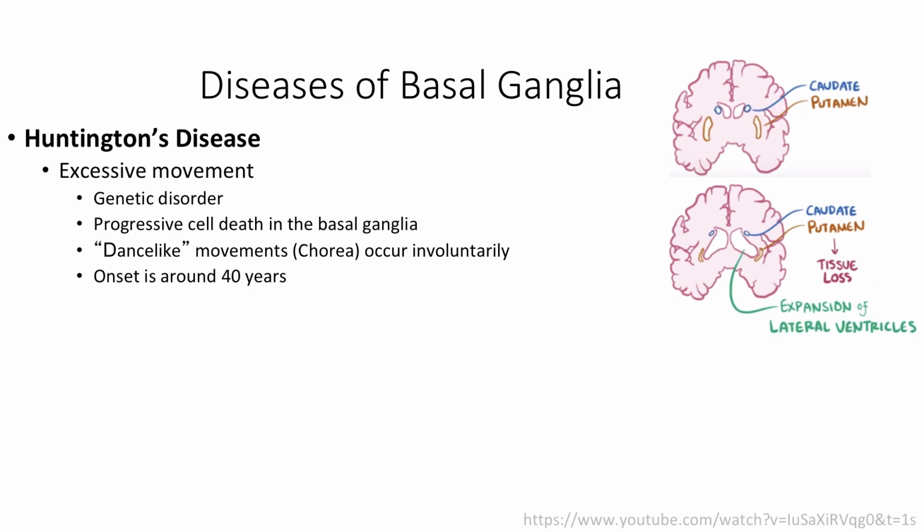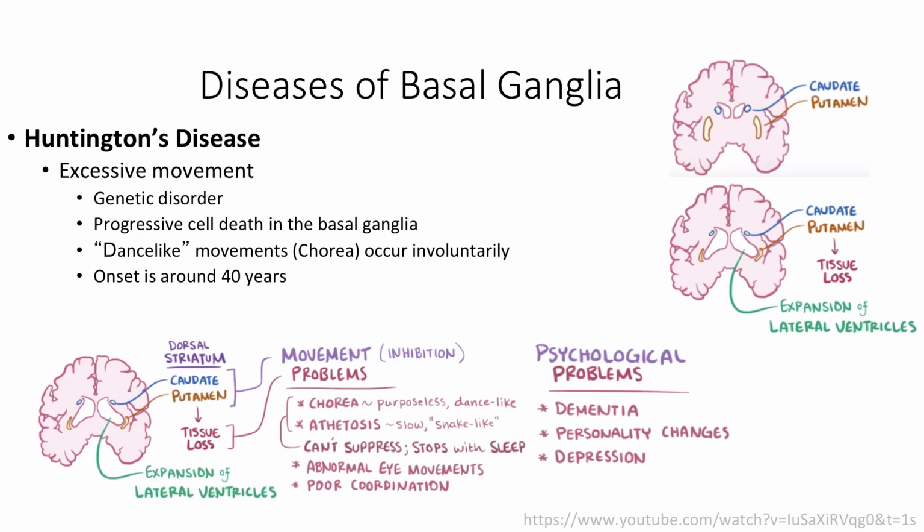So as you can see in the picture right here, due to tissue loss of the basal ganglia, the lateral ventricles will increase in size, kind of to make up for all this lost space. And then psychological problems will also include dementia, personality changes, and depression. So I put a link here to a video for more information if you wanted to go check that out.